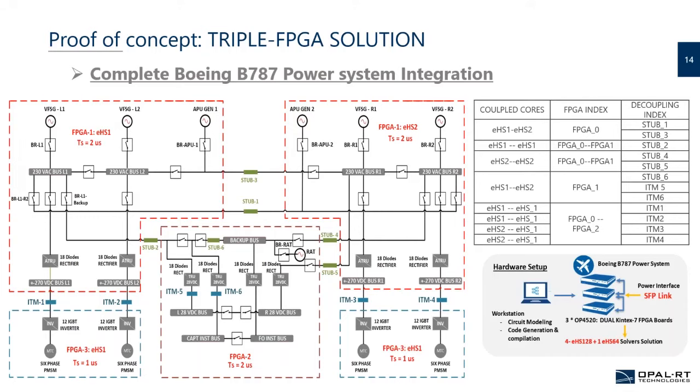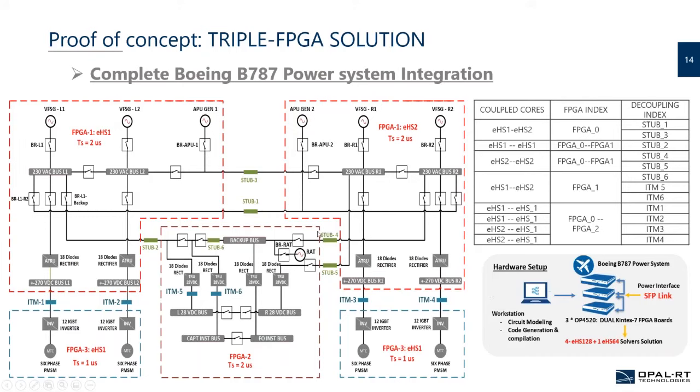We really need to simulate this system completely to show that it is possible with this platform. So here we show the performance of the simulation. To simulate this complete system, we need 3 FPGA boards. As can be seen here, board number 1 is used to simulate the body of the power system, including the generation and the ATRU, or the diode rectifiers here and here.